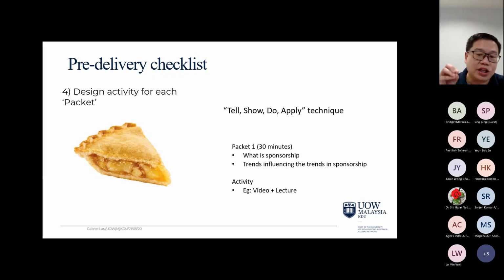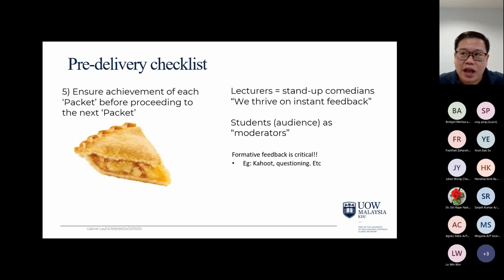Using technology will actually assist in this. I will speak about that later as we go along. So that is number 4. Number 5, ensure achievement of each packet before proceeding to the next packet. If you saw, my lesson learning outcome has 3 packets. So I will do the first one, then I need to ensure I achieve the goal of that packet before I go on to the next one.